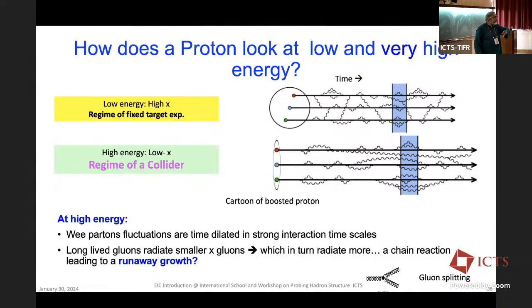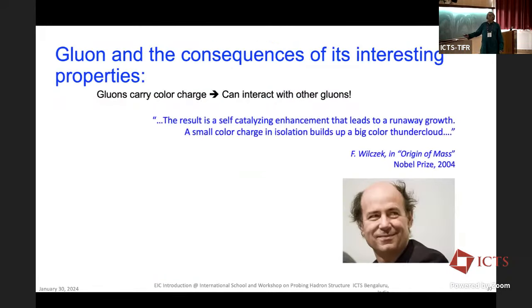And suddenly you start getting more and more glue as you go to lower and lower values of X or higher values of energy. So that's the basic idea of that rise in the F2 structure function or the gluon distribution at low X. And that is what is being seen in that plot of F2. Now this was mentioned in the Nobel lecture by Frank Wilczek. It says the result is a self-catalyzing enhancement that leads to a runaway growth. A small color charge in isolation builds to a big thundercloud.